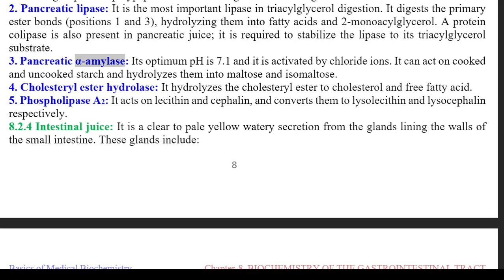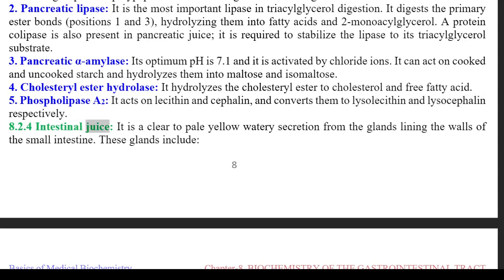3. Pancreatic alpha amylase. Its optimum pH is 7.1 and it is activated by chloride ions. It can act on cooked and uncooked starch and hydrolyzes them into maltose and isomaltose. 4. Cholesterol ester hydrolase hydrolyzes the cholesterol ester to cholesterol and free fatty acid. 5. Phospholipase A2 acts on lecithin and cephalin, and converts them to lysolecithin and lysocephalin respectively.